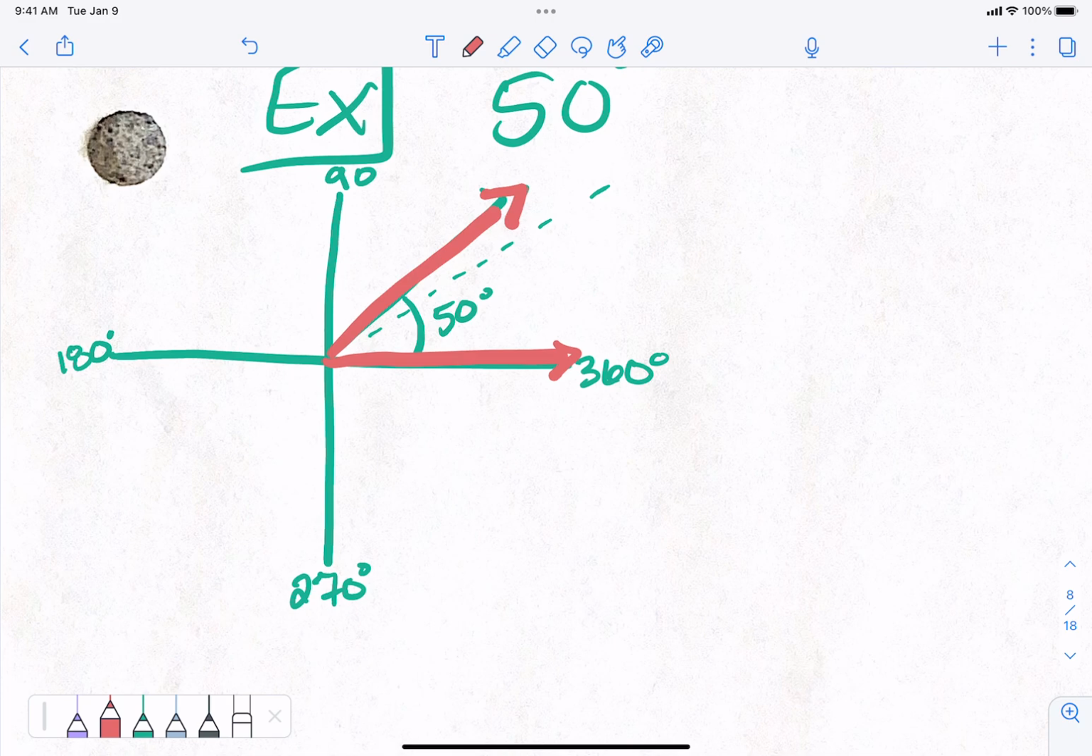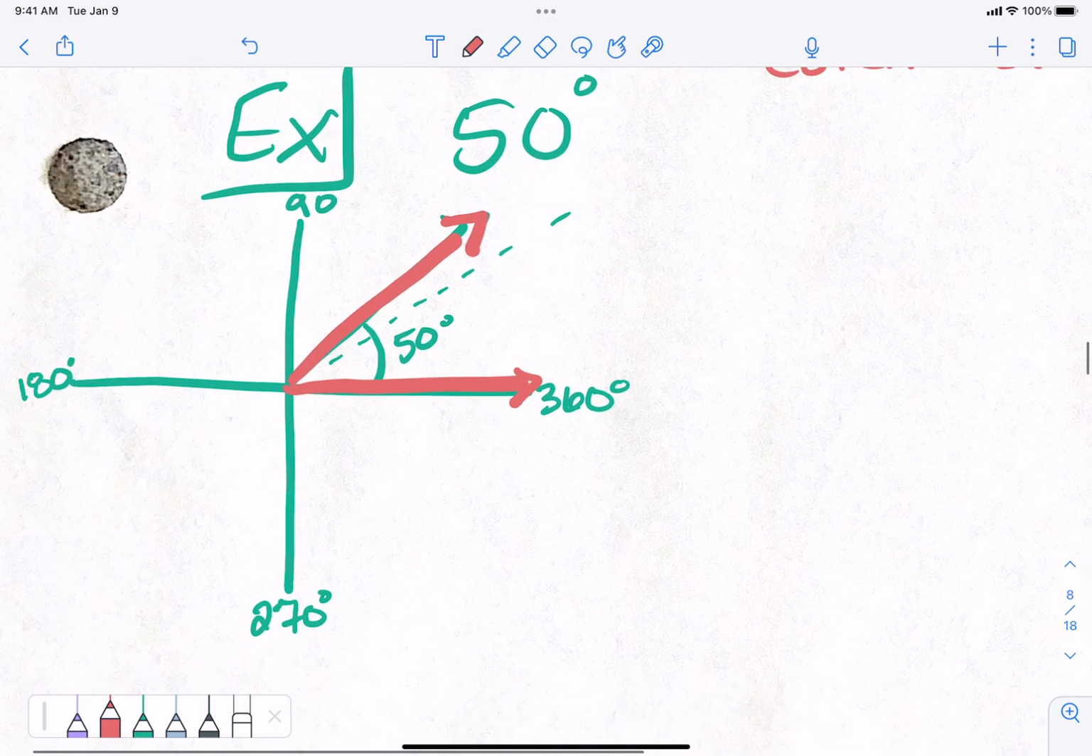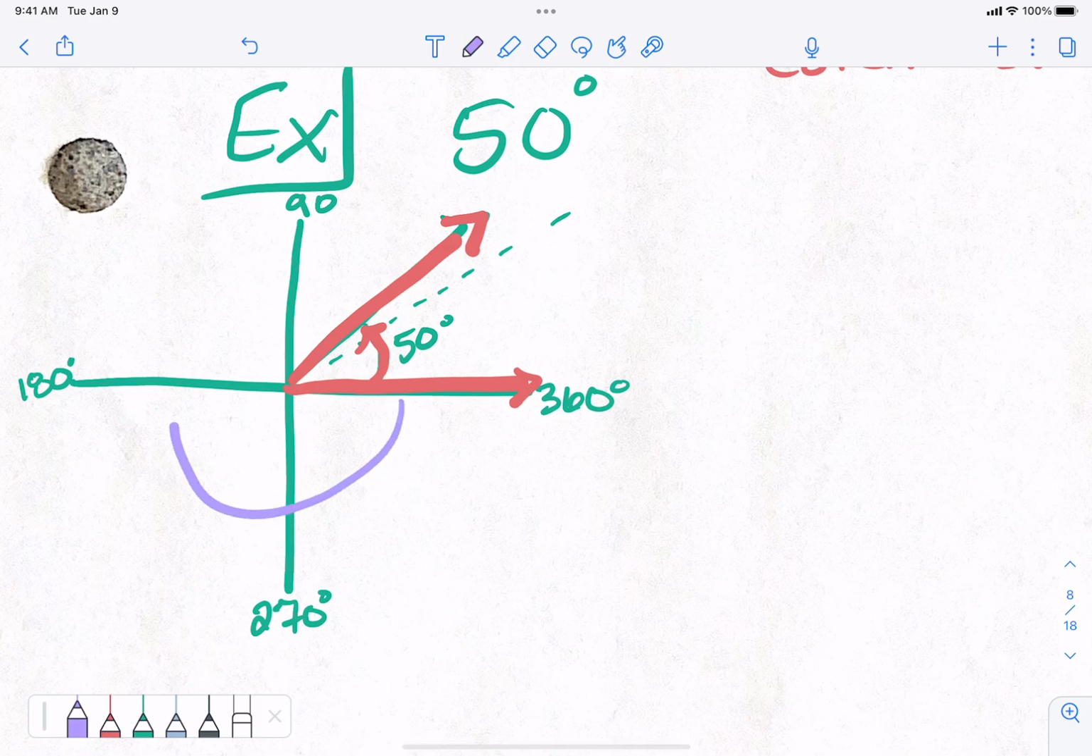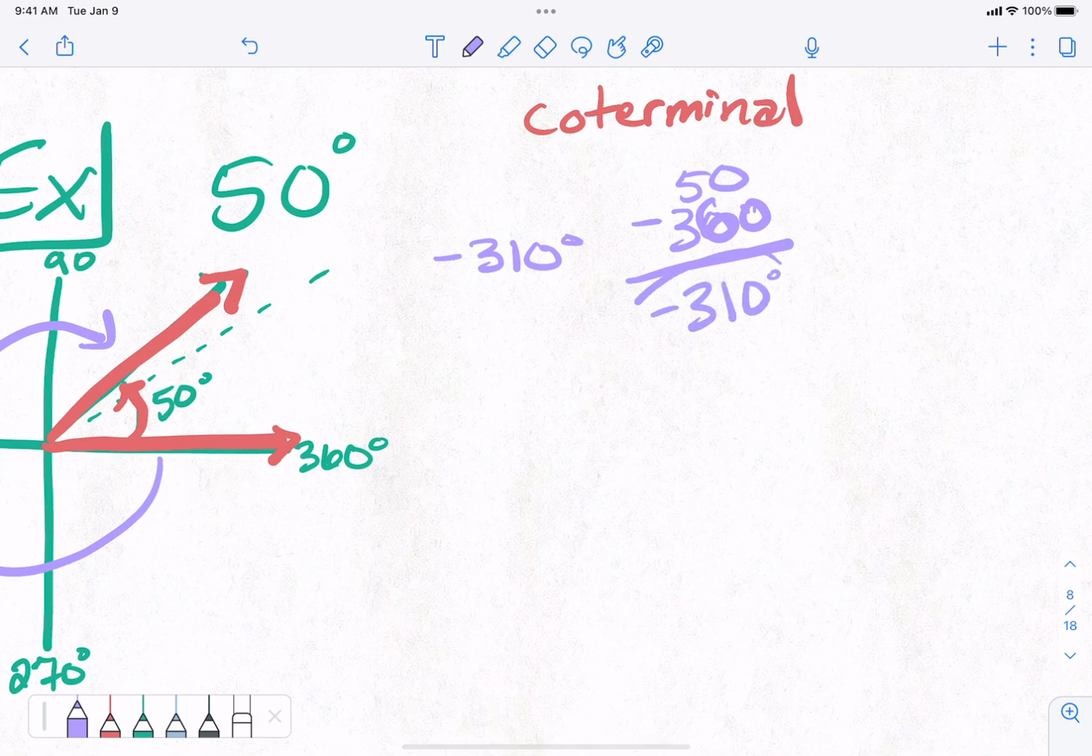All right, now we're going to talk about coterminal angles again. Do you remember what the word coterminal meant? Same stopping place. So 50 degrees is from here to here, rotating counterclockwise. If I decide to rotate this direction, how many degrees would I go that way? That would be negative 310. And I get that by doing 50 minus 360. 50 minus 360 is negative 310. That gives me a coterminal angle. They're stopping at the same place.